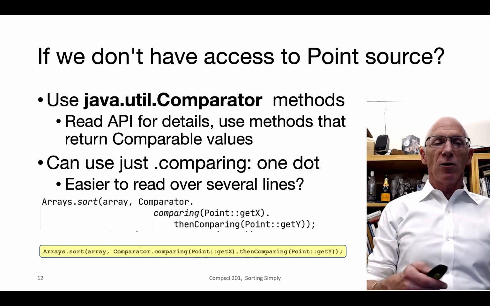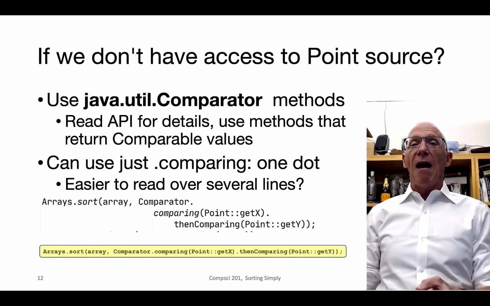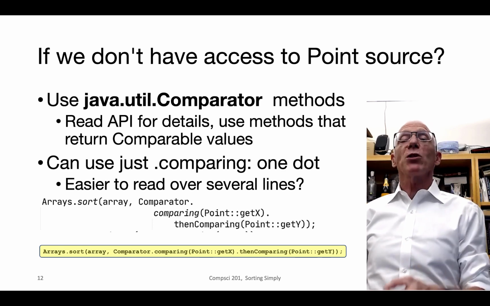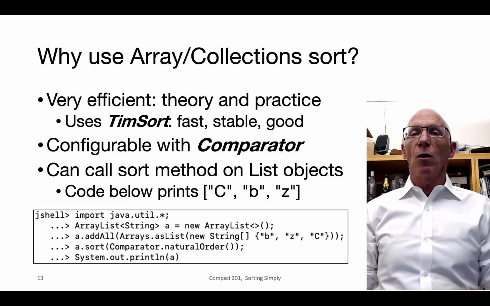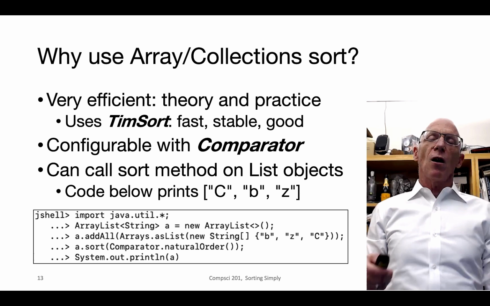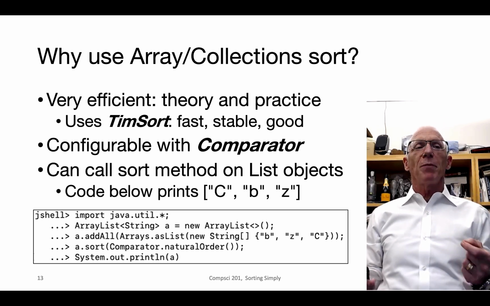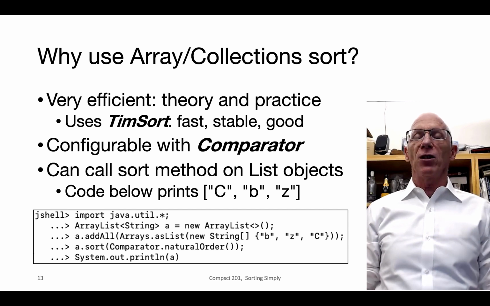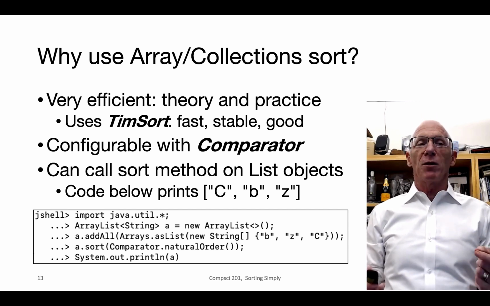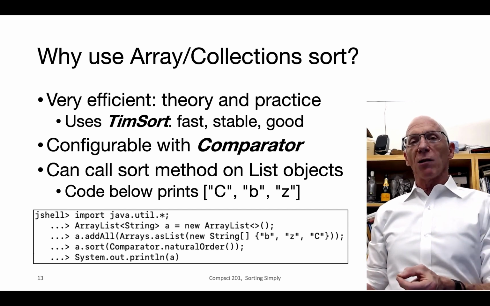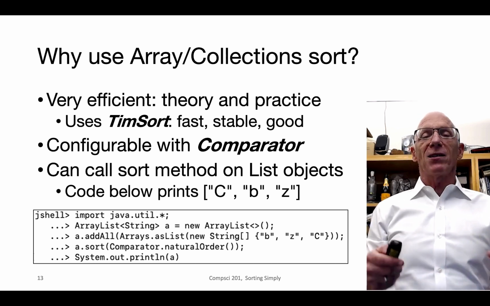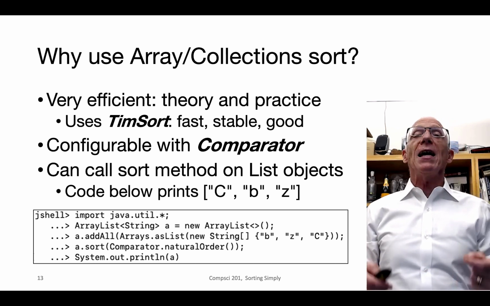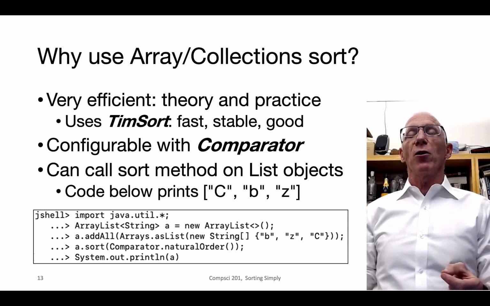So Comparator.comparing and then .thenComparing. And we'll see more examples of this later. Why are we using Arrays.sort or Collections.sort? Because first, it uses an incredibly fast and efficient and good sorting algorithm, TimSort. When we study algorithms, we'll see it's fast, it's stable, it's good. And we can configure it with these Comparator interfaces.